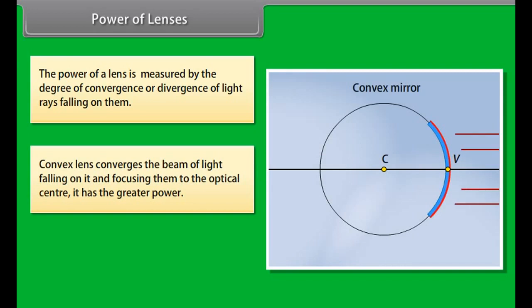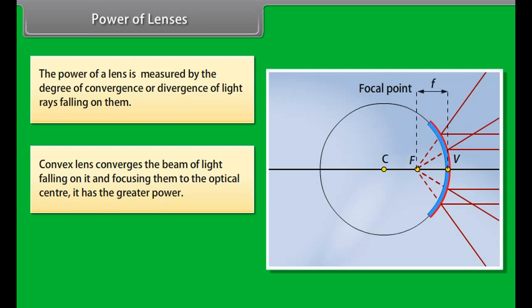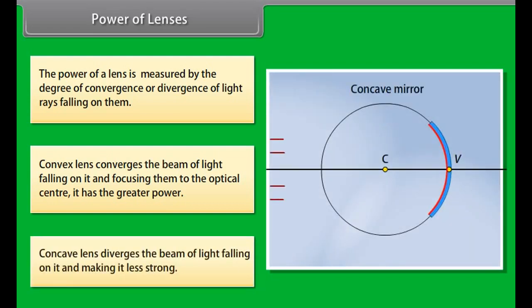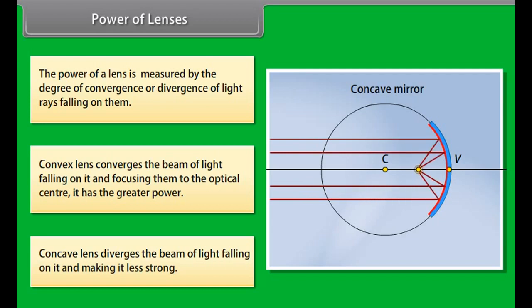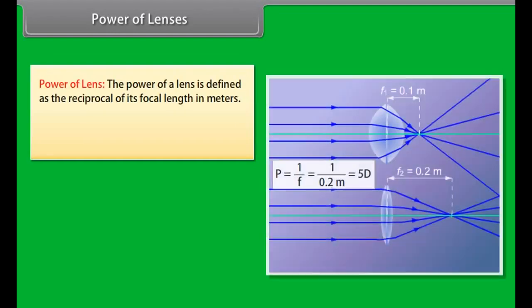Power of lenses. The power of a lens is measured by the degree of convergence or divergence of light rays falling on them. A convex lens converges the beam of light falling on it and focuses it to the optical center. It has the greater power. A concave lens diverges the beam of light falling on it and makes it less strong.